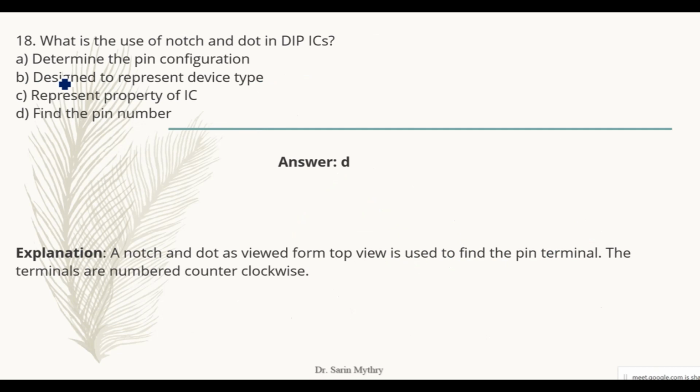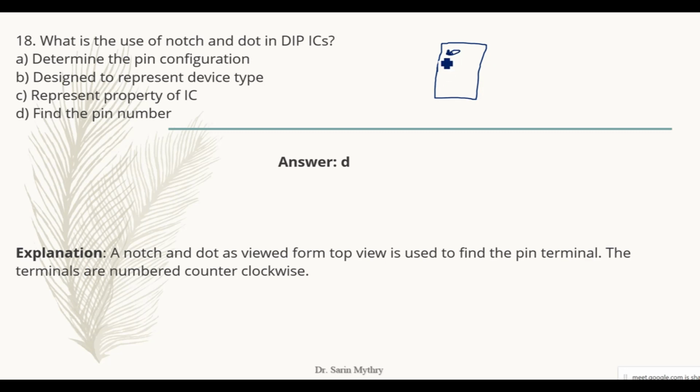Next one. What is the use of notch and dot in DIP ICs? We know this one. What is the notch and dot? Why are we using that notch and dot? If I draw this, if this is my IC, I'll be having my notch over here.